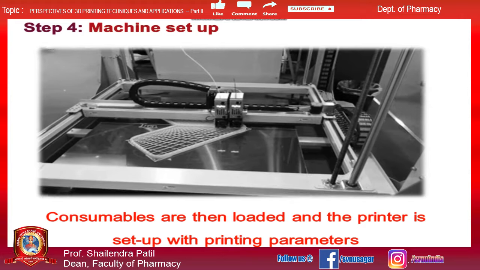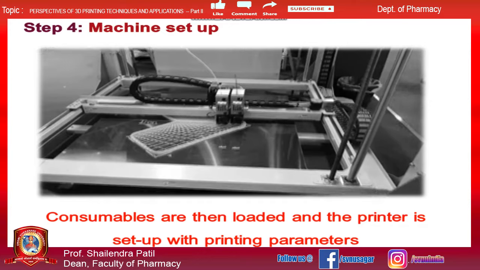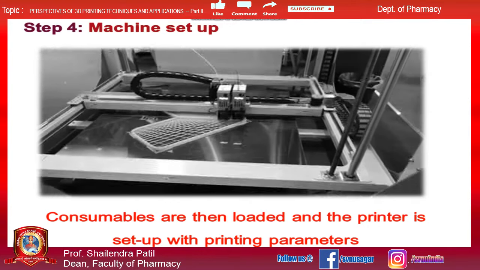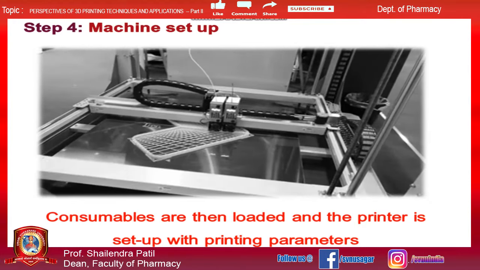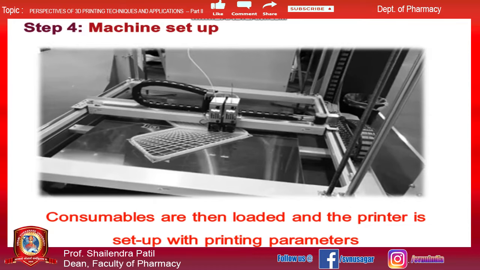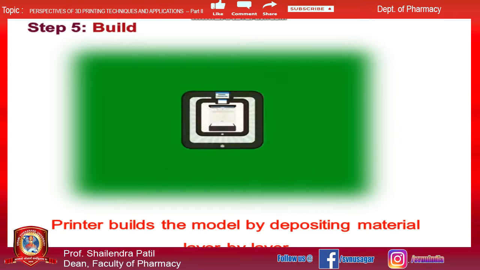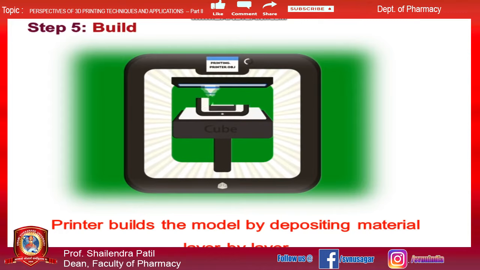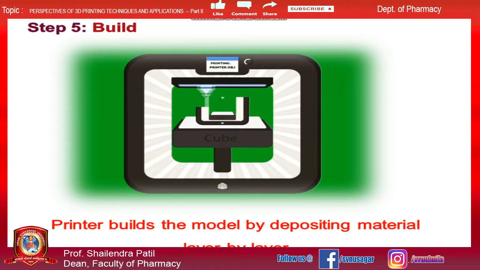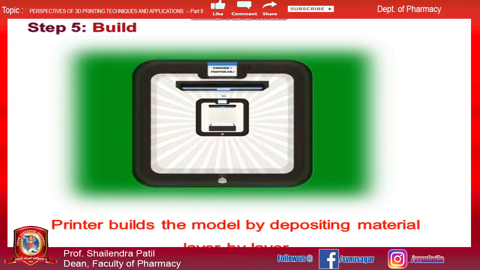The next step is to set up the machine. Using the various geometry and your specifications, you can design and feed it to the machine, and the consumables are then loaded and the printer is set up and ready for printing the object. The next step, step 5, is the development of the build or object. The printer builds the model by depositing material layer by layer. You can see in this animation how it creates the object layer by layer, and ultimately the object is being developed.